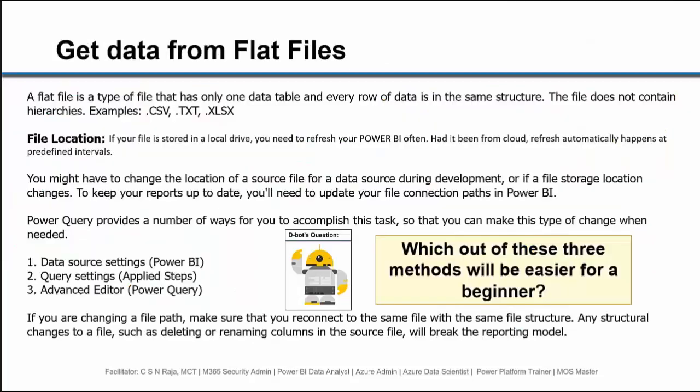We are talking about preparing the data, for which the first step is to get the data, and data can be obtained from different sources including flat files. A flat file is a type of file that has only one data table and every row of data is in the same structure. They don't have hierarchies. A few common examples of flat files are CSV files, text files, Excel files.